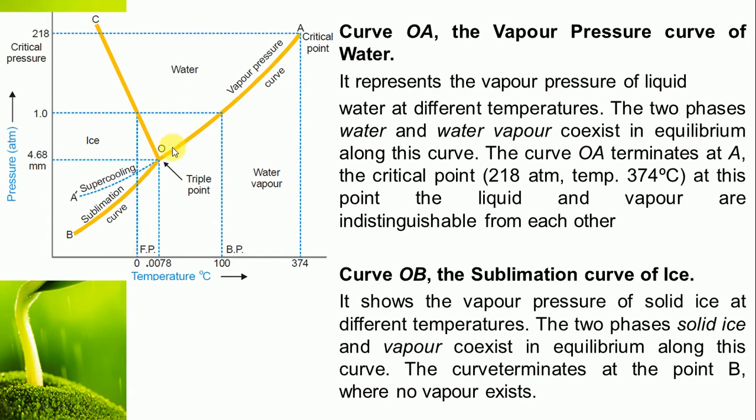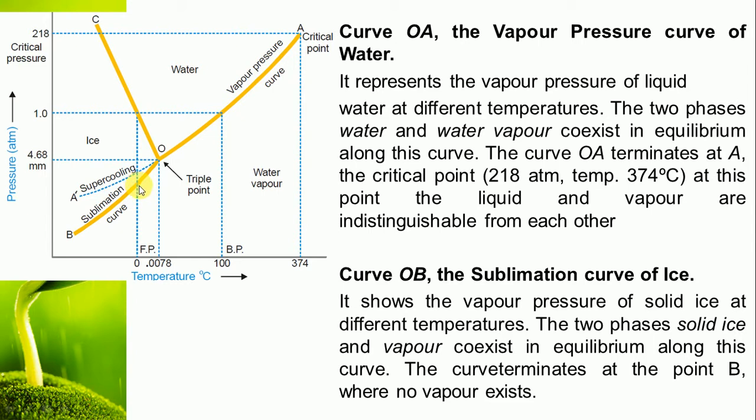The curve OB is known as the sublimation curve. Sublimation means, you know, what is sublimation? Sublimation is the conversion of a solid into vapor. That means whenever any solid converts from the solid state into the vapor state, it is known as sublimation. You can see that the region BOC contains solid ice, and the region AOB contains water vapor. So if ice crosses this line, it will automatically be vaporized.